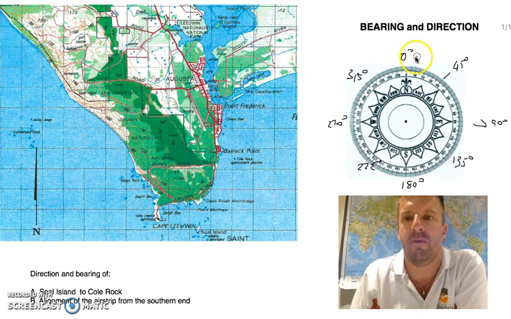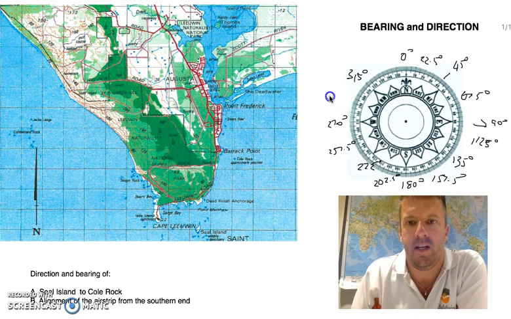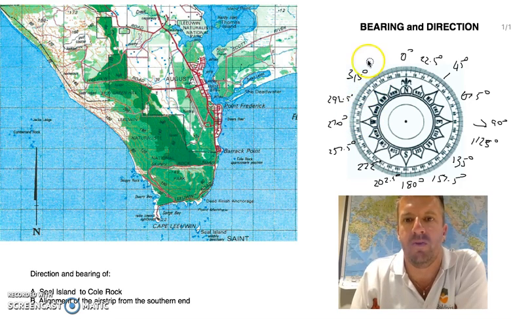North-northeast, halfway between 0 and 45, is 22.5 degrees, 67.5 degrees, 112.5 degrees between east and southeast, 157.5 degrees between southeast and south. Gotta use my brain. 202.5 degrees between south and southwest, 257.5 degrees between southwest and west, and 292.5 degrees between west and northwest.